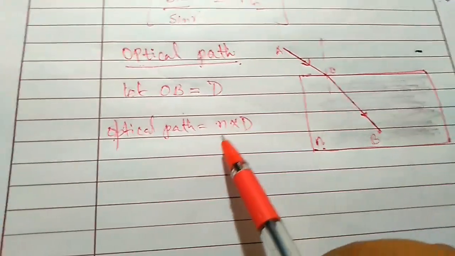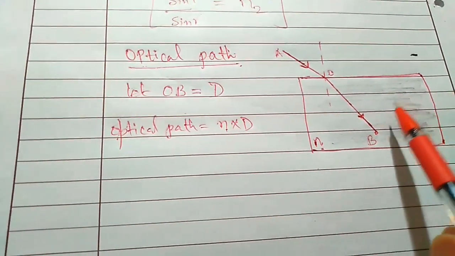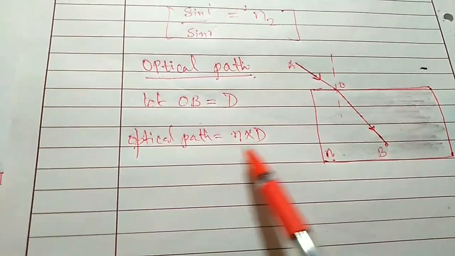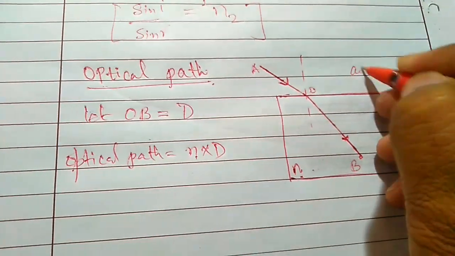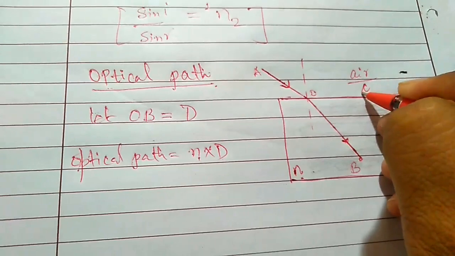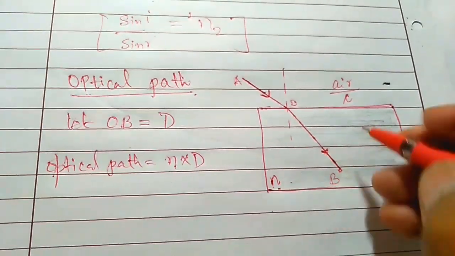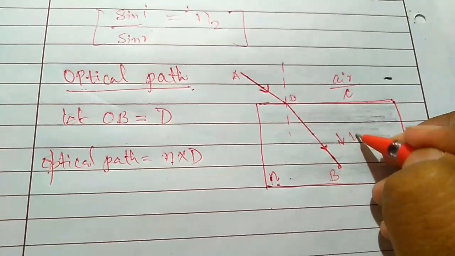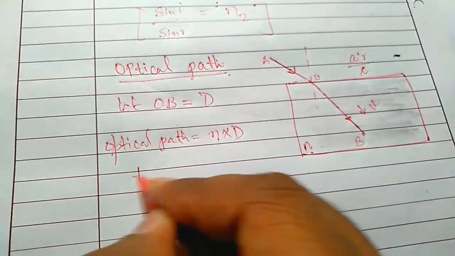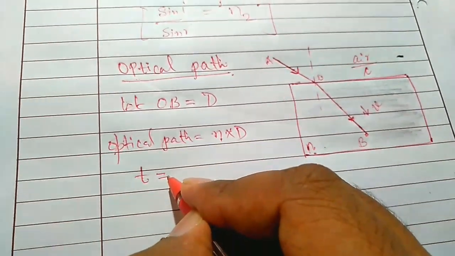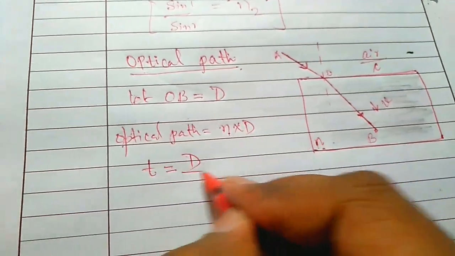So as I said, the product of the refractive index of the medium and the distance traveled in the medium, the denser medium, is the optical path. Let this medium be air. So here the velocity of light will be c, the speed of light, and this medium be any medium whose refractive index is n, and here the velocity of light is v. So the time taken to travel this distance: time is equal to distance upon velocity. So distance is capital D, we have taken OB as D, and velocity is v.